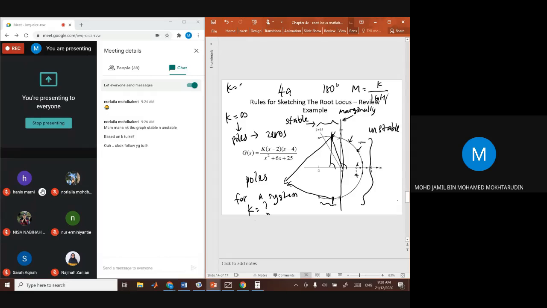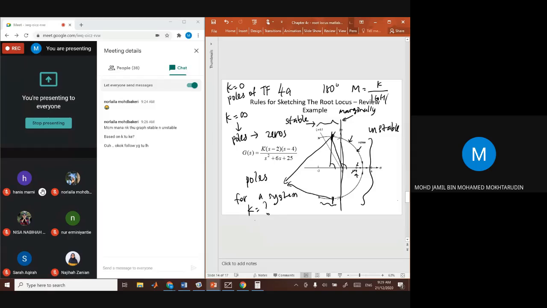At K equals 0, dia jadi poles of the transfer function, okay? At K equals 0 lah. Okay, when K equals infinity, the zero of the transfer function is basically your poles. Tapi poles yang dekat K infinity.